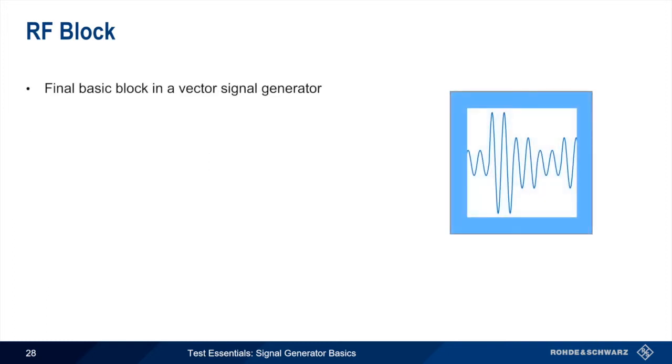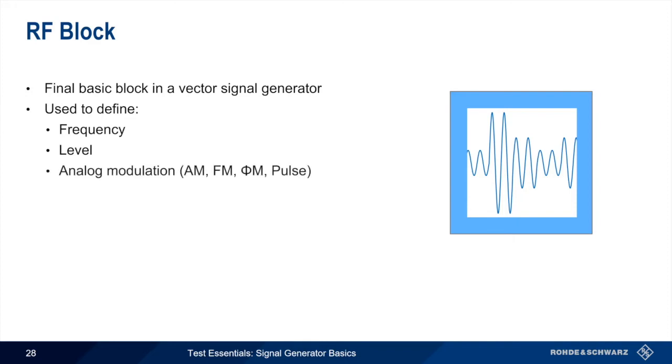The last block in our vector signal generator is the RF block. This is where we specify the characteristics of the generated RF signal, such as frequency and level. We can also use this block to apply various types of analog modulation, such as AM, FM, PM, etc. Remember that a vector signal generator is also capable of generating signals with purely analog modulation as well. And finally, this block can step or sweep through user-defined values of frequency and or level, which is important in many types of testing.